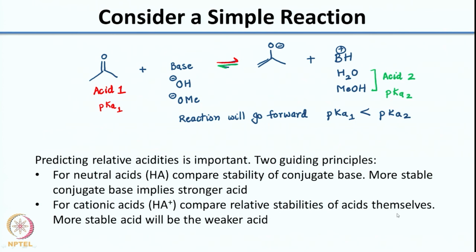So what you would compare is that the more stable acid, the one HA plus which is more stable, obviously if it is stable it will not like to lose its proton, because it is highly stable. As I said, molecules are just like us. If they are very comfortable, they would not like to react. So if it is a very stable molecule, it will not want to react. So if HA plus is more stable, it will be the weaker acid.